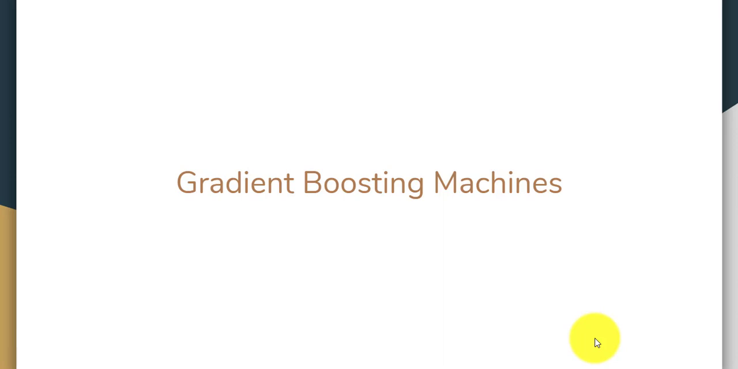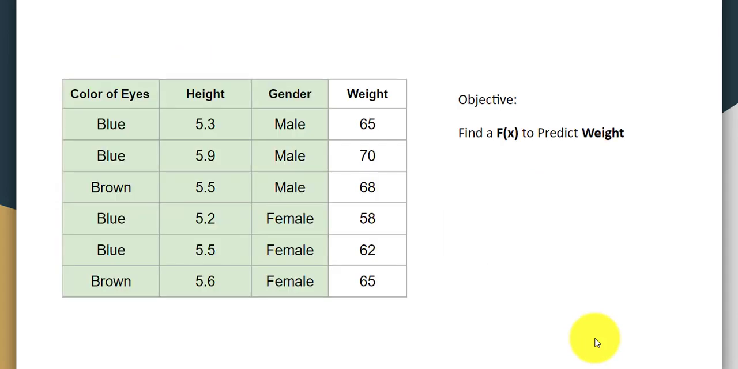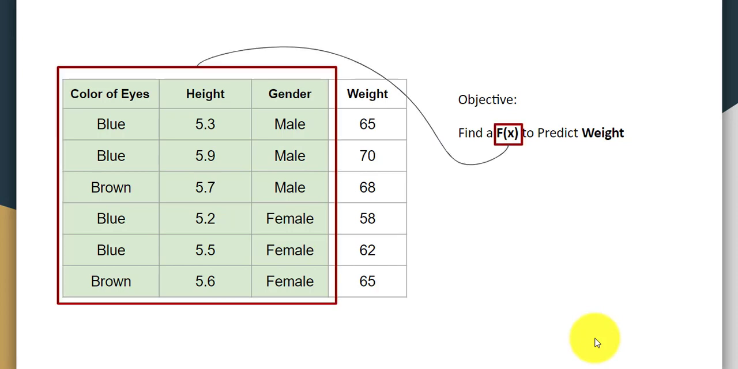Okay, next we are going to talk about GBMs, or gradient boosting machines. Boosting is one of the most used algorithms in ML. Let's say this is my data set. I want to predict weight using these three features, which are color of eyes, height and gender. So this is my objective.